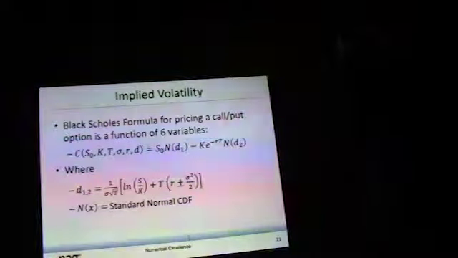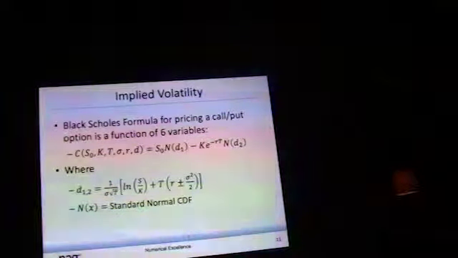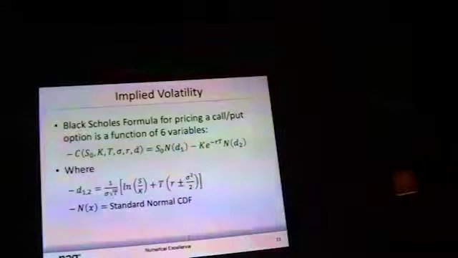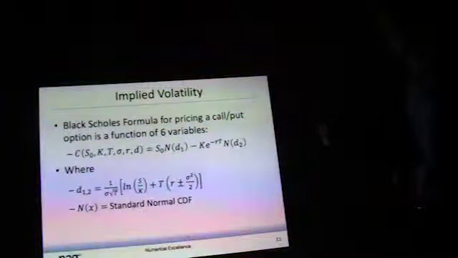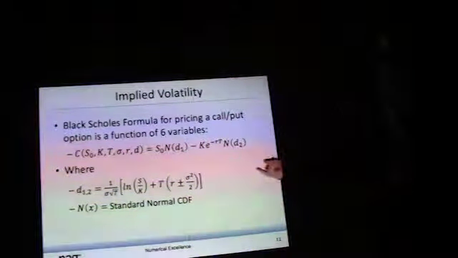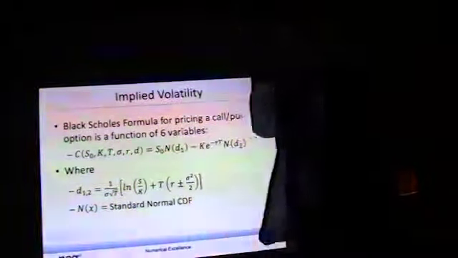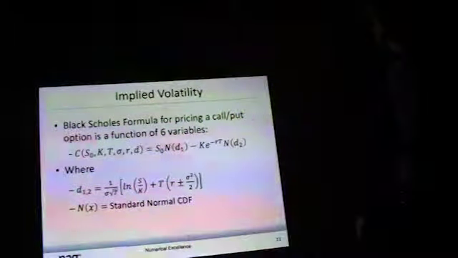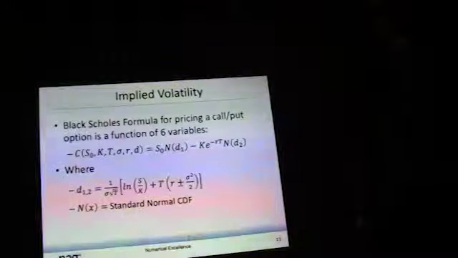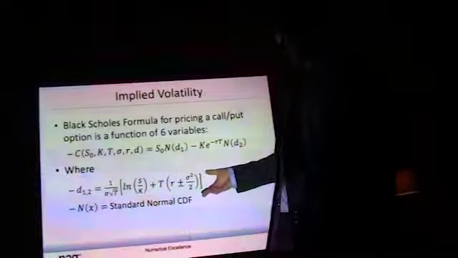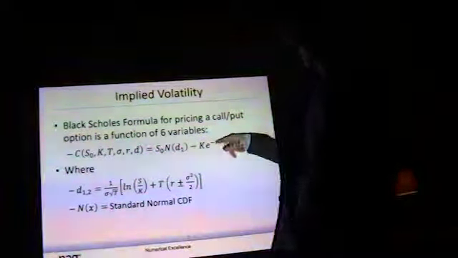So this is the Black-Scholes formula. It's a basic function of 6 variables: S0, K, T, sigma, r, d. So you have your underlying price, strike price, time to maturity, some volatility, your interest rate, and then whether the stock pays any dividends. And these are up here in the formula.